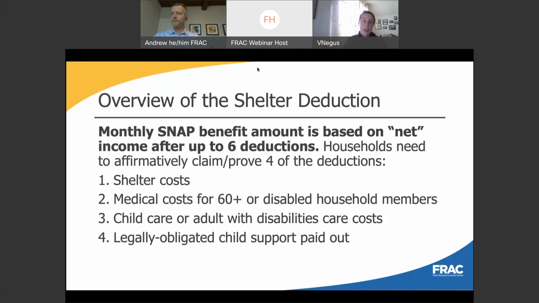Monthly SNAP benefits are based on net income. Families have a gross income, and then there are up to 6 deductions that reduce that income to get to net income. For 4 of those, households actually need to do something in order to get it set up on their case. Today we're focused on the shelter cost piece of the puzzle. The other 3 that families need to affirmatively claim are medical costs, childcare costs, and certain types of child support that's paid. Next slide, please.